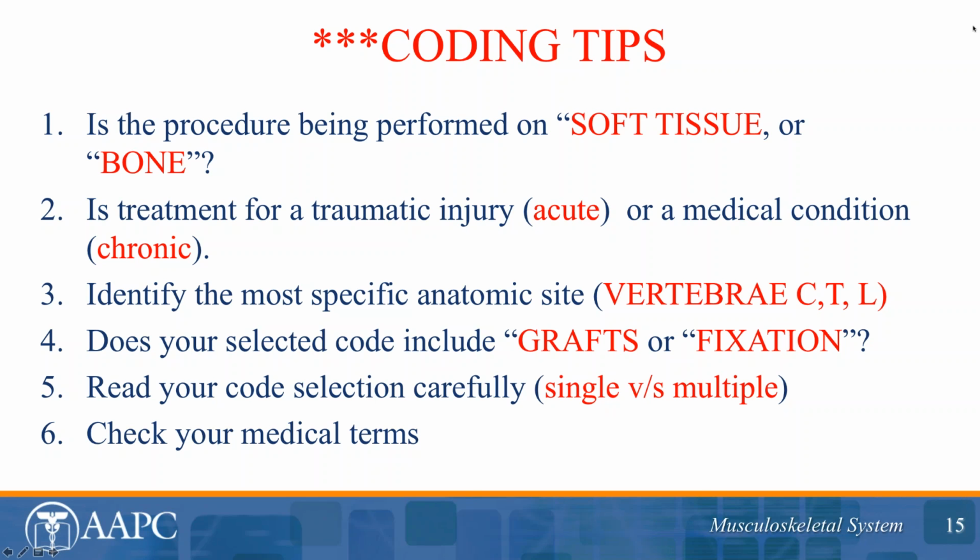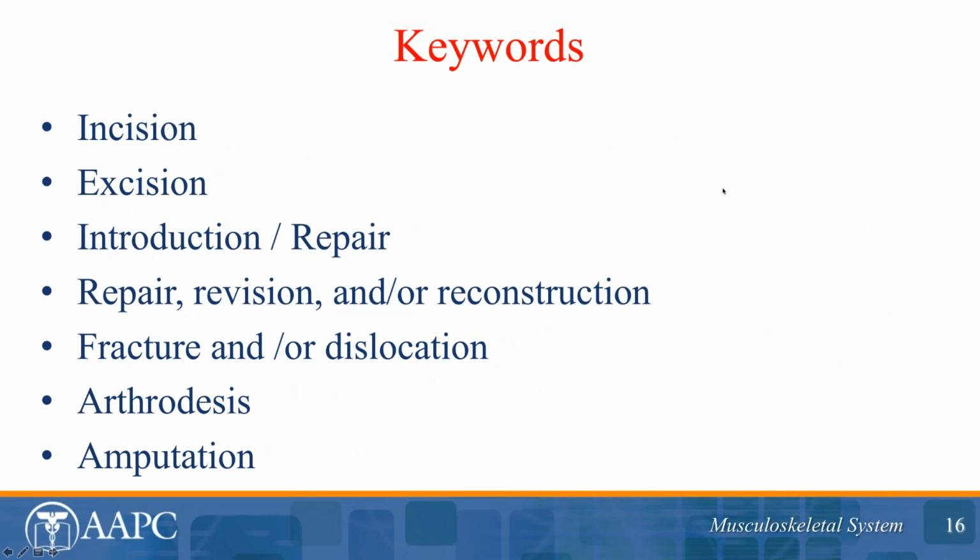Again, the bones. This is important too with fractures. You need to know the name of the bone or the anatomic site, whether it is cervical, thoracic, or lumbar. And then if you're using any outside devices such as grafts or a fixation device, remember fixation devices are considered to be like pins and screws. Those are internal fixation devices. They also can be percutaneous, which means through the skin. And then whether the code you're selecting is for single versus multiple? And again, the medical terms. So those are some of the coding tips.